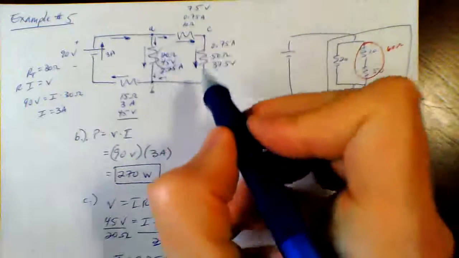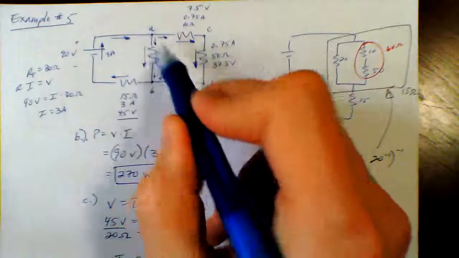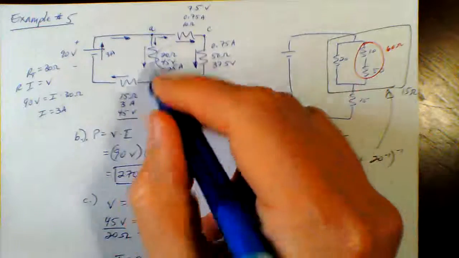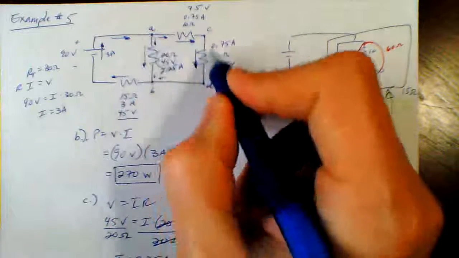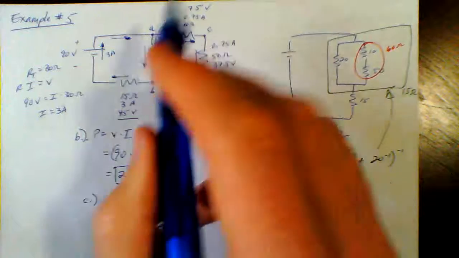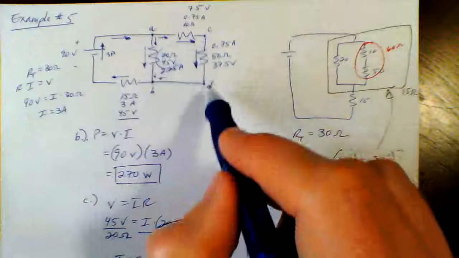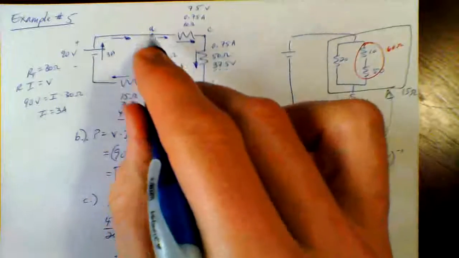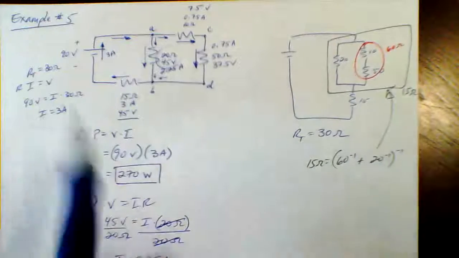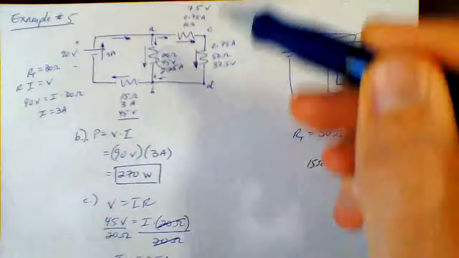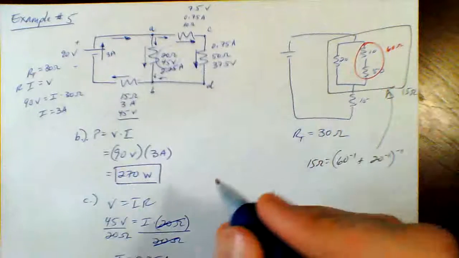If I go from D to A, it doesn't matter if I go through there or through here, I am gaining 45 volts, because I could go 45, or 37.5 plus 7.5. If I go from A to D, it is negative 7.5 minus 37.5, or minus 45. Again, it doesn't matter what direction I go as long as I pay attention to whether I'm gaining or losing voltage.